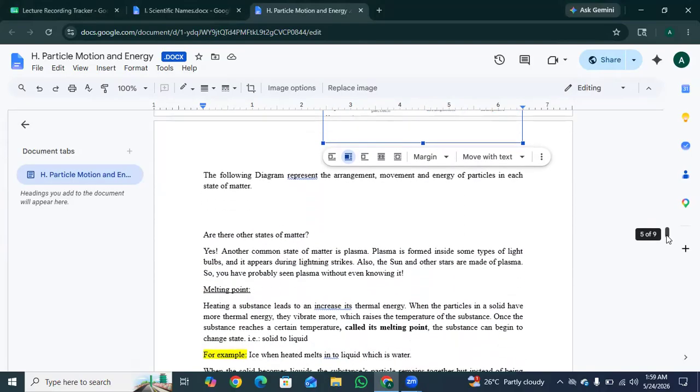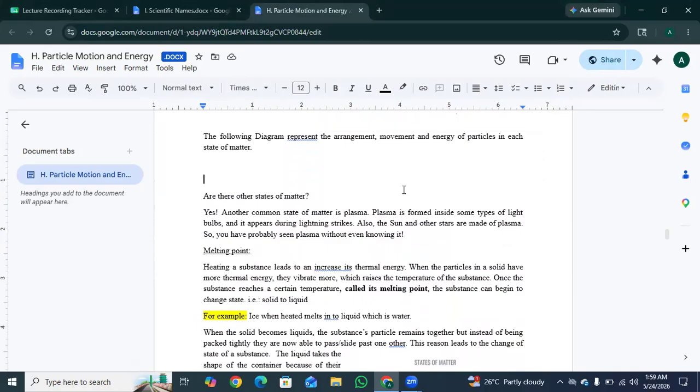Okay, so are there other states of matter? Yes. Another common state of matter is plasma, because plasma is formed inside some types of light bulbs and it appears during lightning strikes. Also, the sun and the other stars are made of plasma. So, you have probably seen plasma without even knowing it. Okay, besides solid, liquid, and gas, there's a fourth common state called plasma.